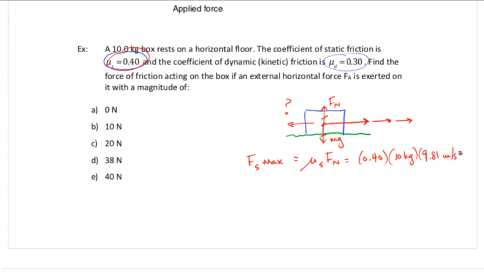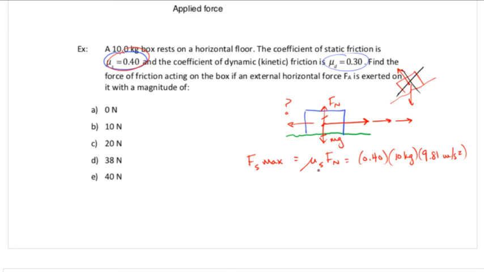You do have to be a little bit careful that if this were on an angle, like that, the normal force is not going to be equal and opposite to the weight. So that can get a little bit tricky, but that's not the situation that we have here.